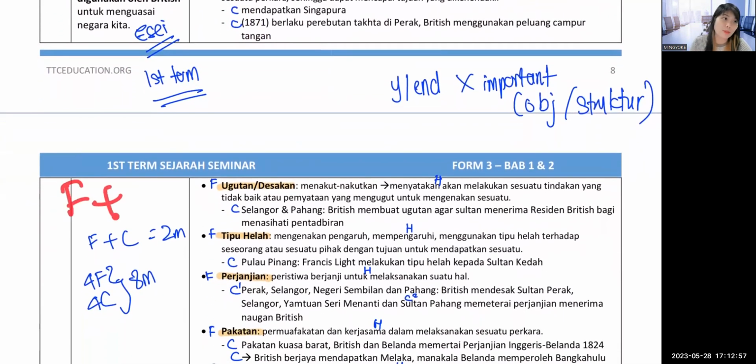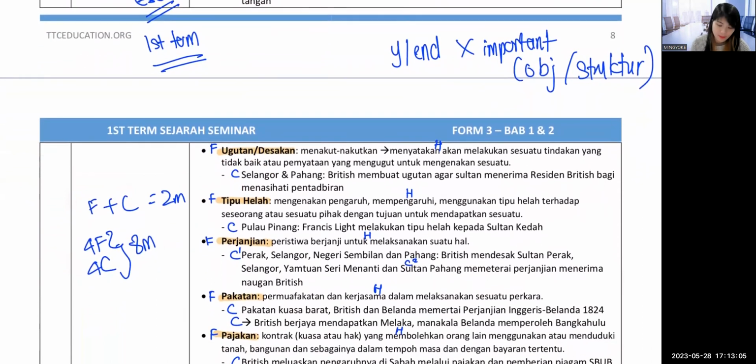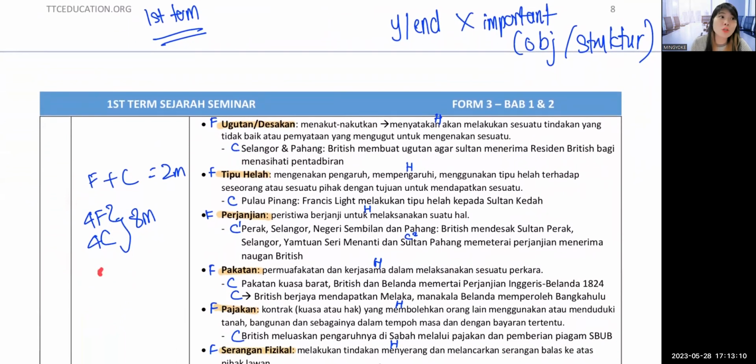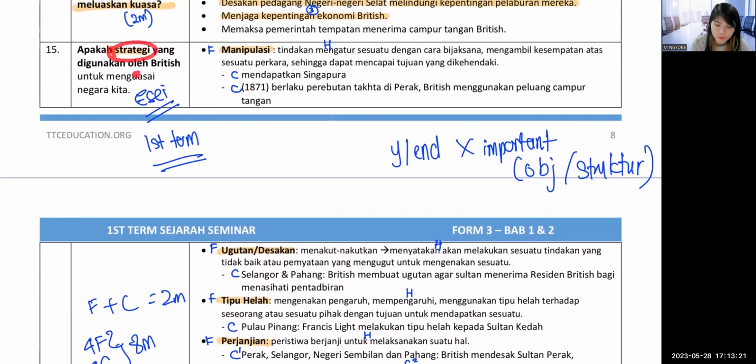You put fakta plus huraian become 2 marks, or you fakta plus contoh also 2 marks. So if you fakta huraian right, then you 4 fakta, 4 huraian become 8 marks. If you fakta contoh, then you 4 fakta, 4 contoh become 8 marks. Depends on which one you want to put in. Okay, so you see strategi yang digunakan British is first manipulasi. They manipulate, they take advantage. When you are having problem, they take advantage and help you and use this advantage to take over your land.